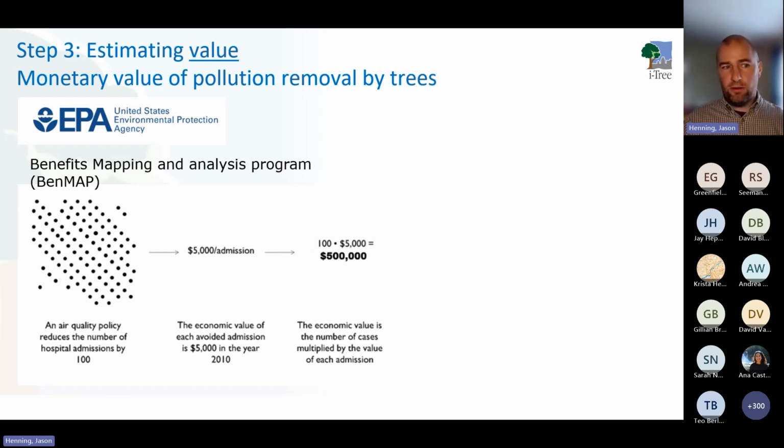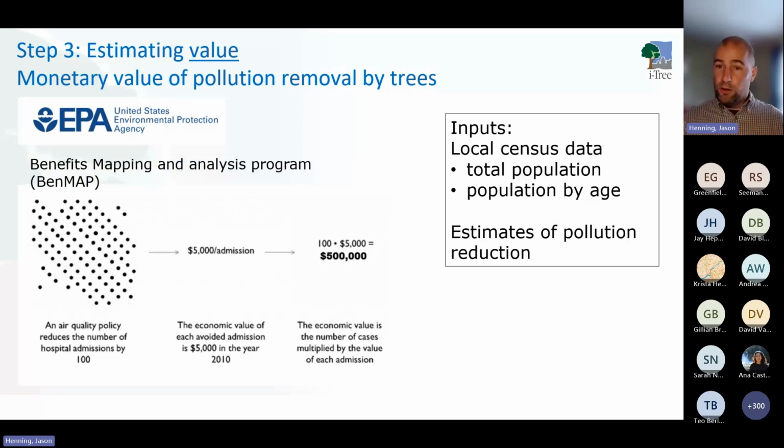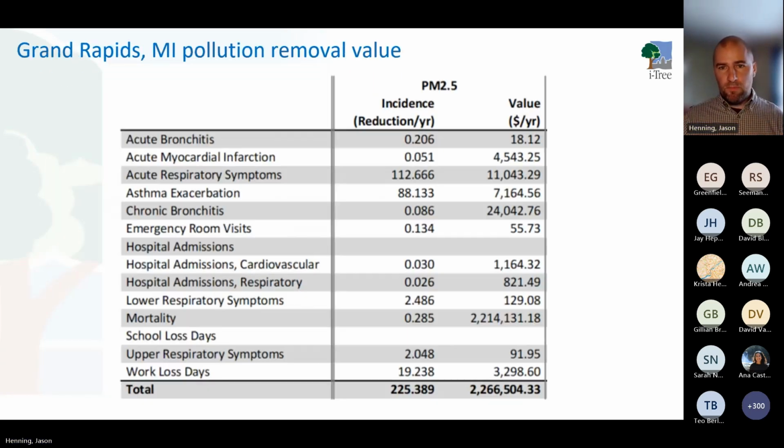So we have a whole lot of health outcomes that we can estimate this for using this EPA BenMAP model. And again, as input, we need to know that local census data. So how many total people live nearby? What's the population density? And what's the population by age? We know that older folks and younger folks are more likely to have adverse health outcomes. So we can estimate all of that within iTree Eco and within the other iTree tools. And finally, we put a monetary value on it. So again, this is coming out of iTree Eco, and I know somebody asked about health outcomes.